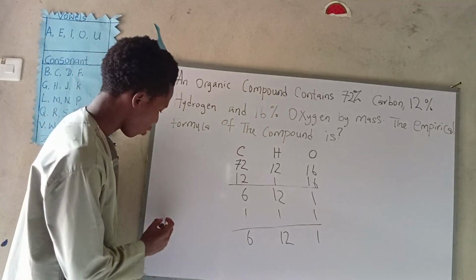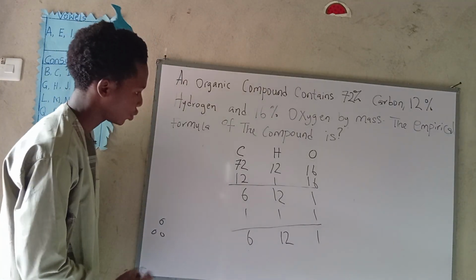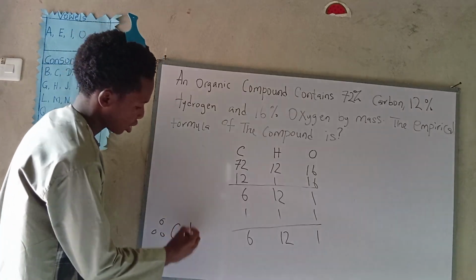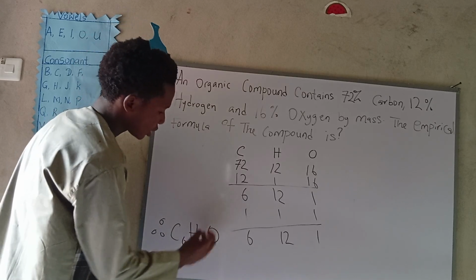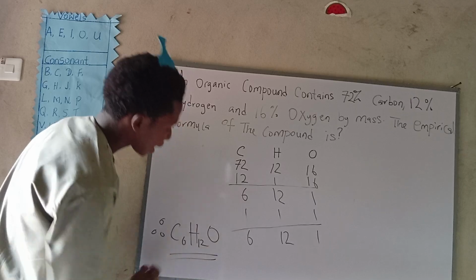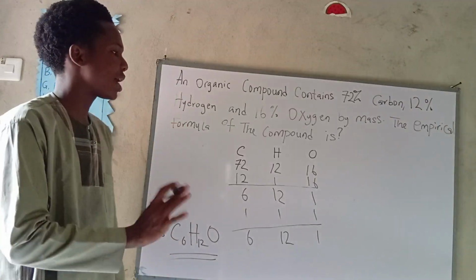Therefore, this is how this compound should be written: C6H12 and oxygen 1. It's an invisible one, so we don't write it. So you see how we can solve empirical formula with ease and no stress. Just follow the step-by-step method.